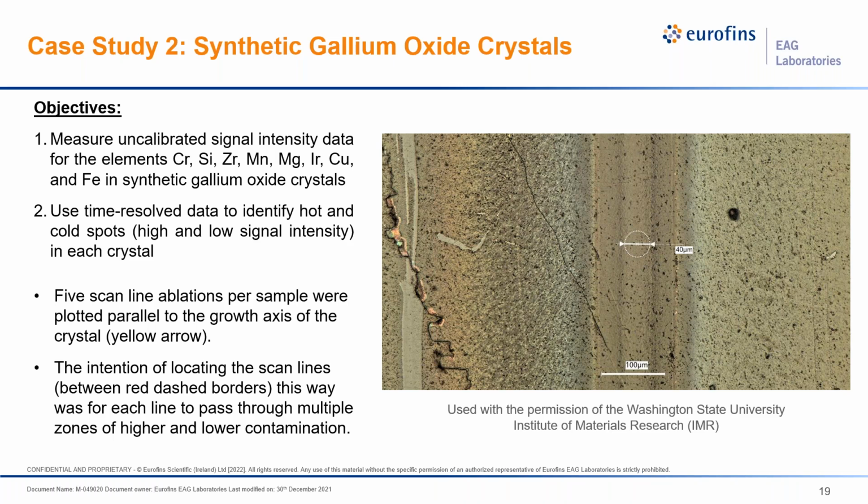After that, we ablated a second time at a slower scan speed using a 40 micron spot. And you can see that circle in the middle there, it's 40 microns in diameter, indicates where that central laser ablation trough is located. Now, notably, those dark speckles in the image, those are not surface contamination. That's part of the crystal itself.